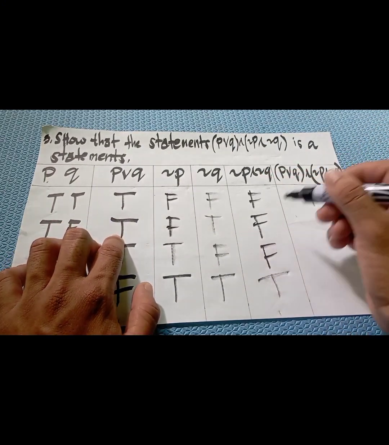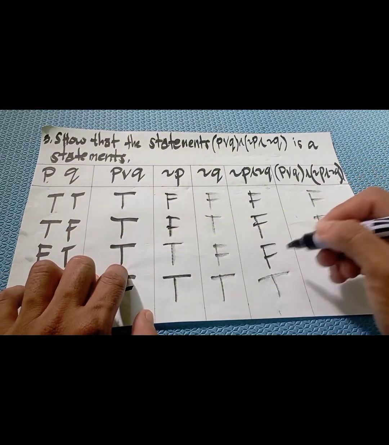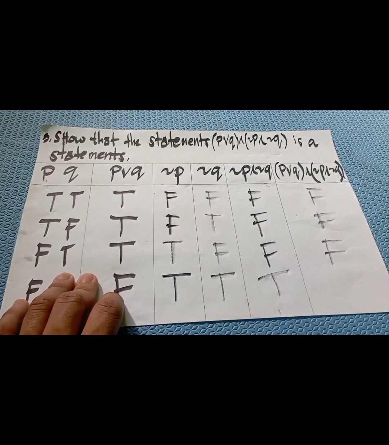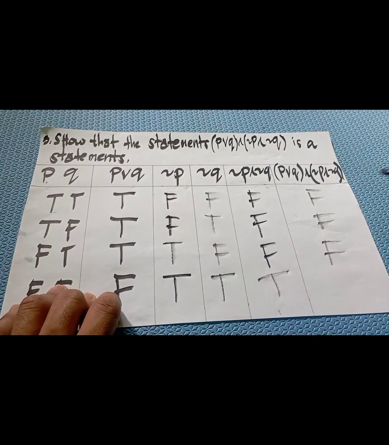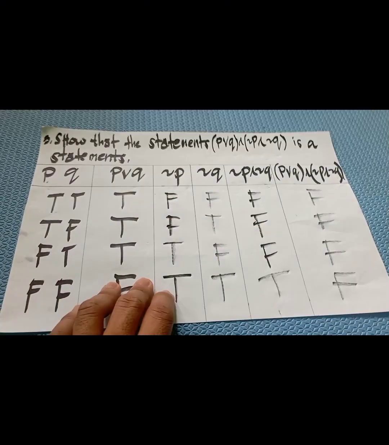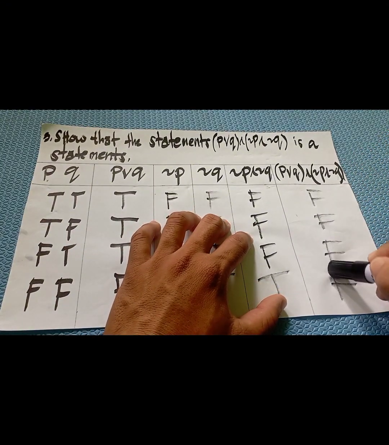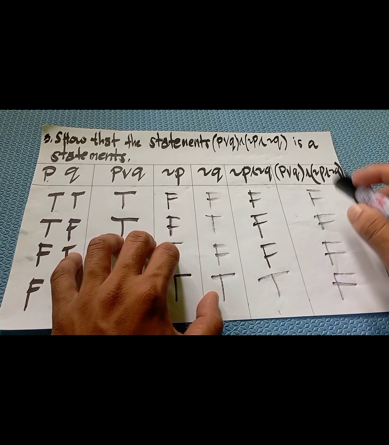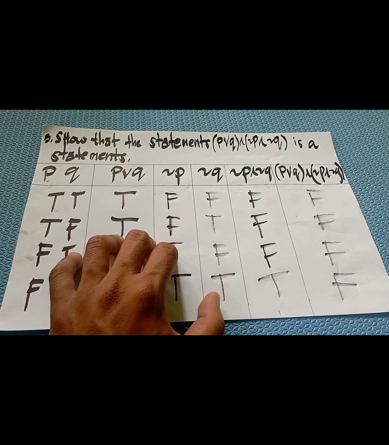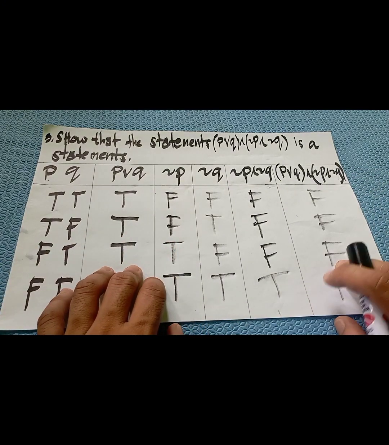True and false, then false. True and false, then false. And false and true, it will become false. Because if we have a column of all false for the statement, that makes the statement a contradiction or self-contradictory. The conclusion is that both statements cannot be true at the same time.